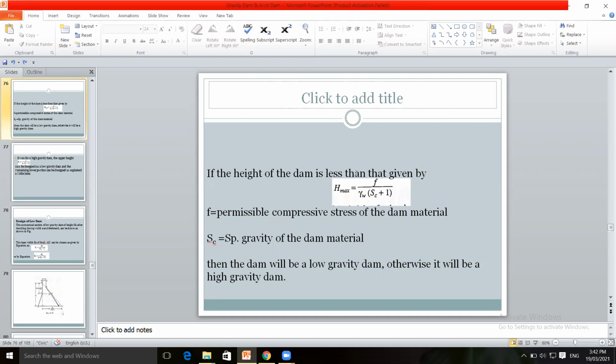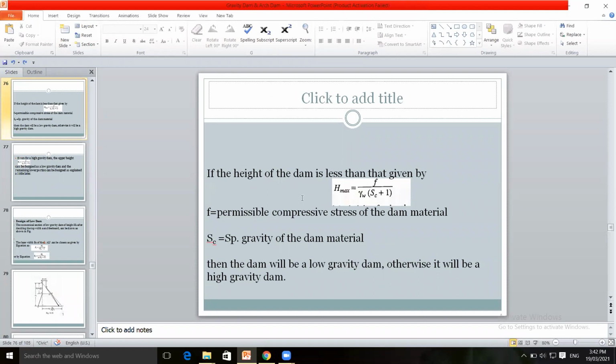We have already seen what a low gravity dam is and what a high gravity dam is. If the height of the dam is less than the value given by this equation, F by gamma W into bracket SC plus 1, then it is called a low gravity dam. And if the height of the dam is greater than this value, F by gamma W into SC plus 1, then it is called a high gravity dam.